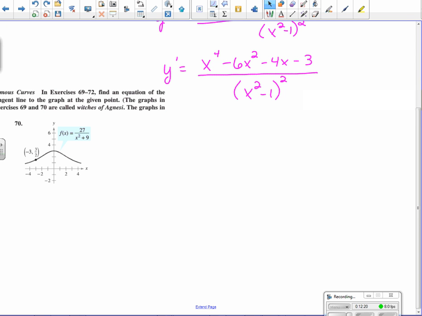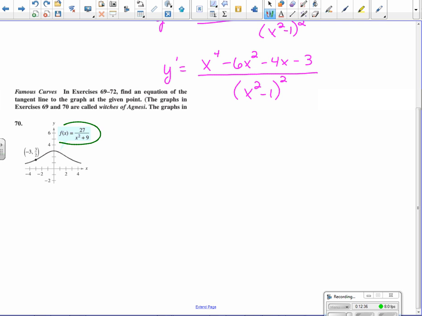Finally, number 70, find an equation of the tangent line to the graph at the given point. The graphs in exercises 69 and 70 are called the witches of Agnesi. And these graphs, and then you have to read the rest of the book, I guess. So here is the function. Maybe it looks like a witch's hat, huh? Okay, so here's our function.